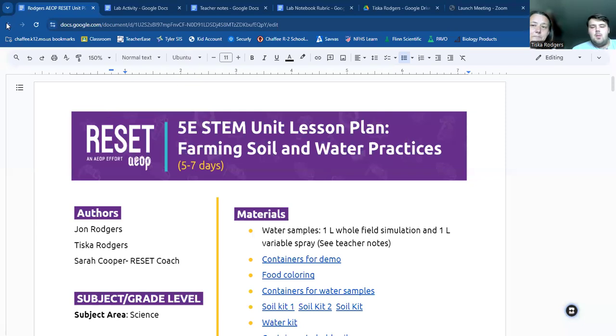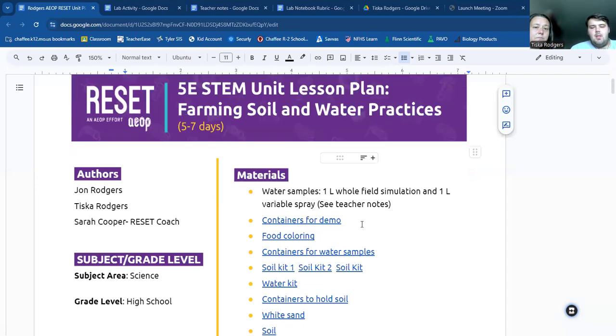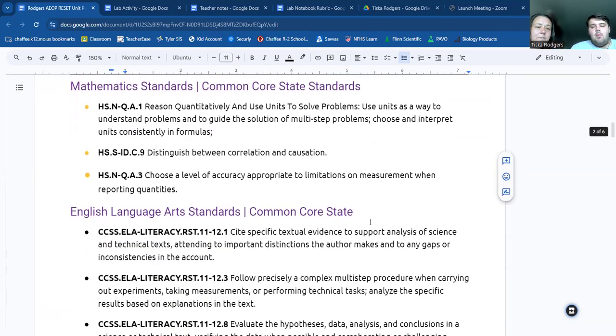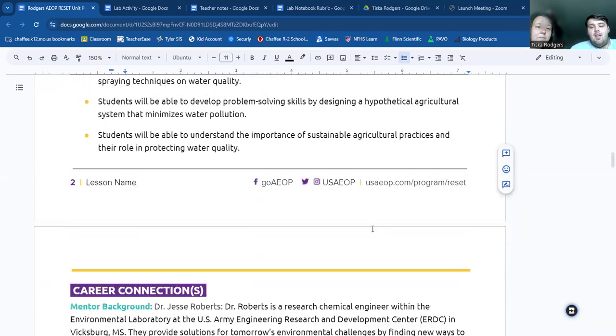We decided to do our lesson plan on farming practices, variable versus whole field spraying. Let me share my screen with you, and we will discuss that for you in just a moment. So, like you said, we're talking about different spraying techniques, whole field versus the simulated or the variable. We have it broken down into the 5E method.